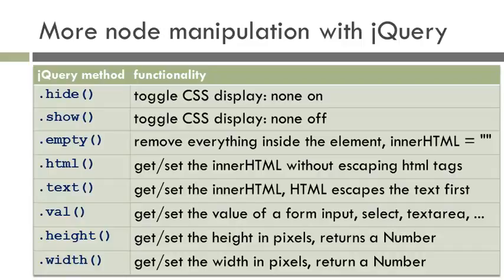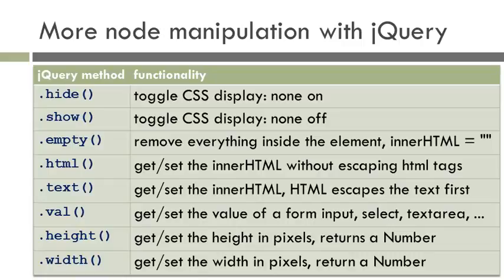The empty method removes everything inside of the element. This is the same as setting inner HTML to an empty string. The HTML method gets or sets the inner HTML without escaping the HTML tags. The text method gets or sets the inner HTML but with escaping the HTML tags that might be present in the text string.